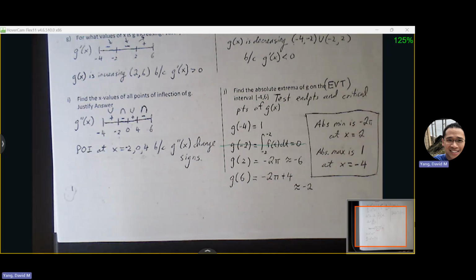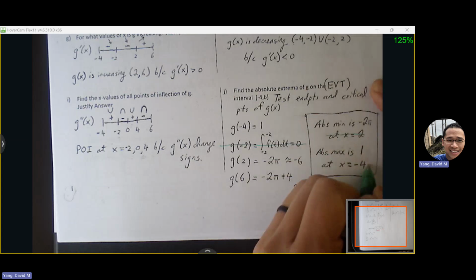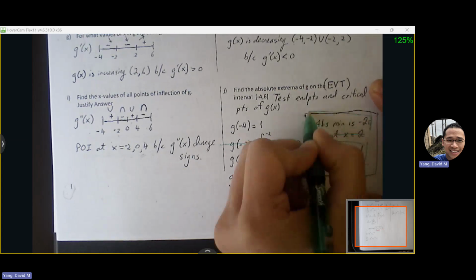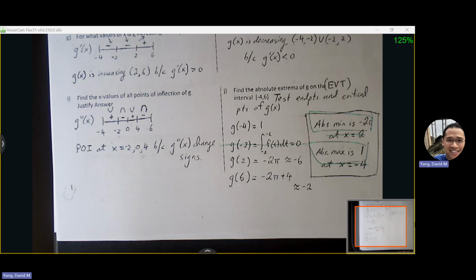And then you don't have to specify the location, just have to tell me the y values. So I'm really looking just for these y values. Tell me what the highest and lowest y values are. Those are your absolute extrema. Questions?